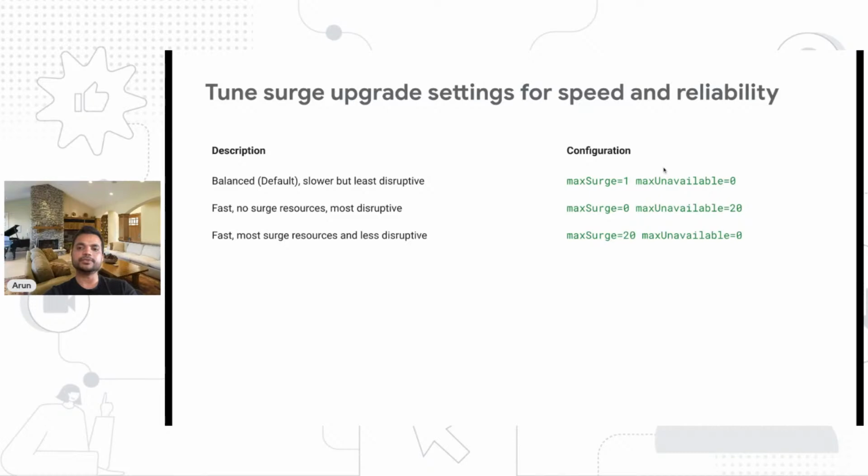These are the recommended settings that you can apply to your application based on how fast you want the upgrade to be completed and how disruptive you want it to be: least disruptive, most disruptive, and less disruptive. Based on the criteria, you can choose these settings. Maximum surge is 20, that is the limit. You cannot have more than 20 newer pods at a given point of time.